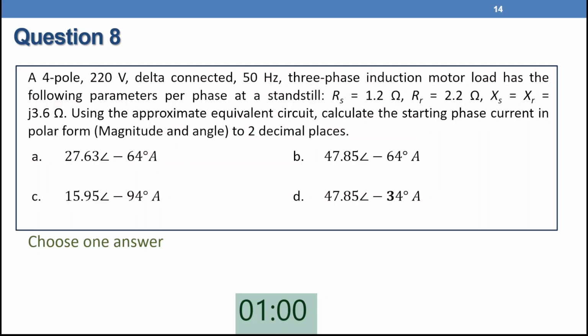B. 47.85 and angle minus 64 degrees ampere. C. 15.95 and angle minus 94 degrees ampere. And D. 47.85 and angle minus 34 degrees ampere. Time starts now.